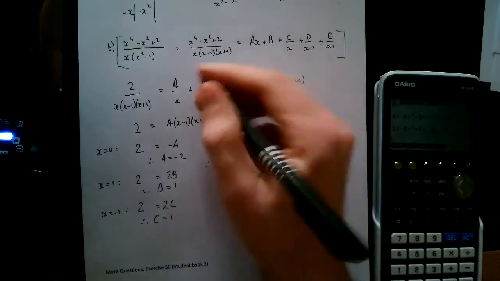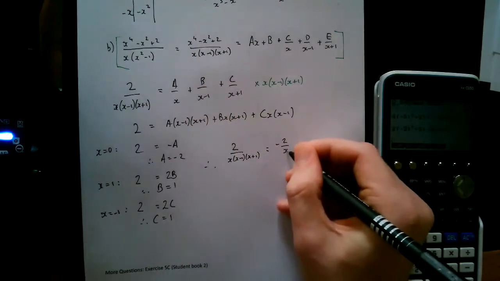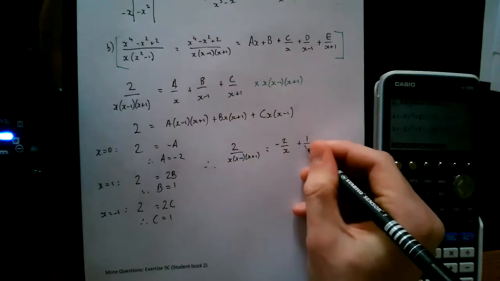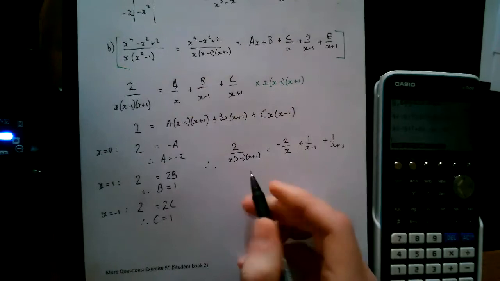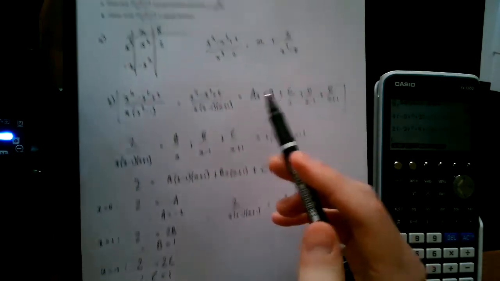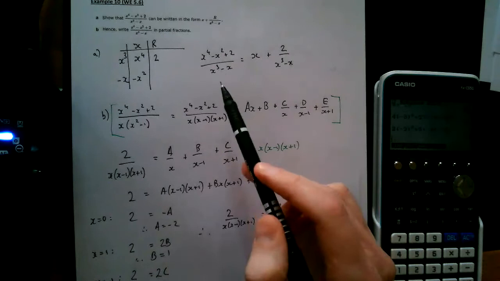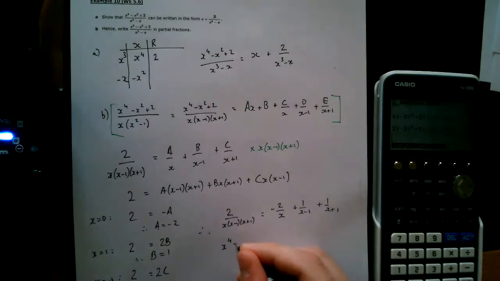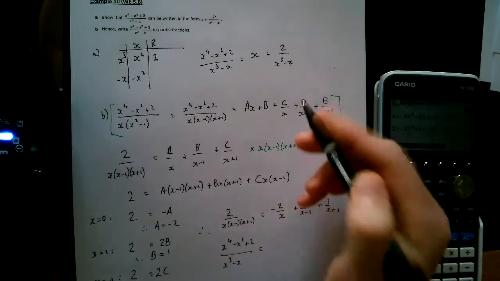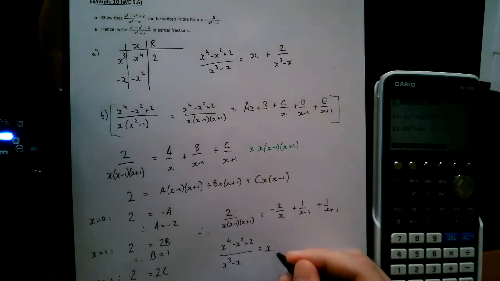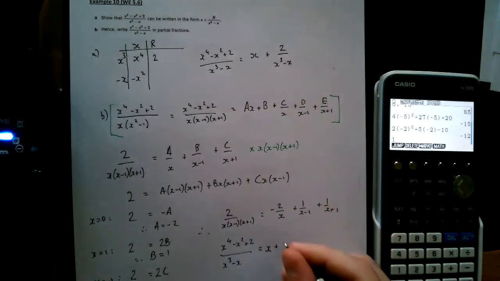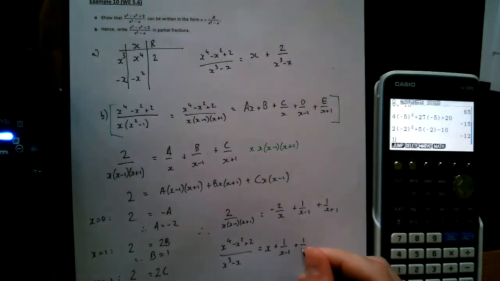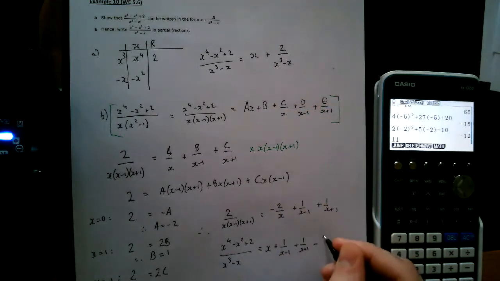So therefore, 2 over x minus 1, x plus 1 can be written as, well, a was minus 2, so it's minus 2 over x. b was 1, so plus 1 over x minus 1. And c was 1, so plus 1 over x plus 1. Then when I put that all together with part A up here, my original fraction, x to the 4 take away x squared plus 2 over x cubed minus x, can be written as the x plus this bit here. Now, since I put a plus, I'm just going to put the pluses first. So 1 over x minus 1 plus 1 over x plus 1, take away the 2 over x.